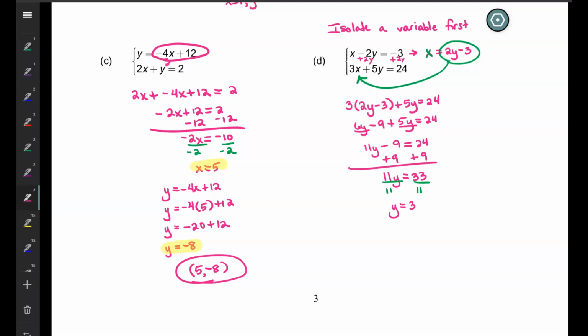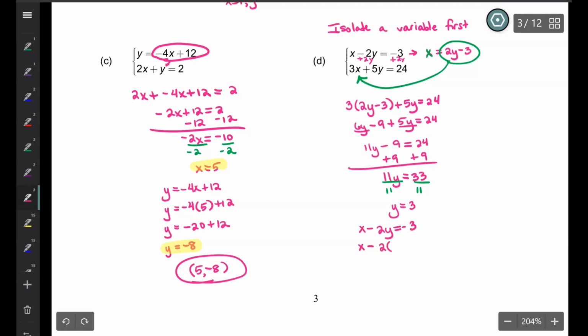Now, I can plug it back into either equation. I'm going to plug it into the first one. So I have x minus 2 times 3 equals -3. It's going to be x minus 6 equals -3, so I'm going to add 6. And we get x equals 3. So x equals 3, y equals 3. So my ordered pair is 3, 3.